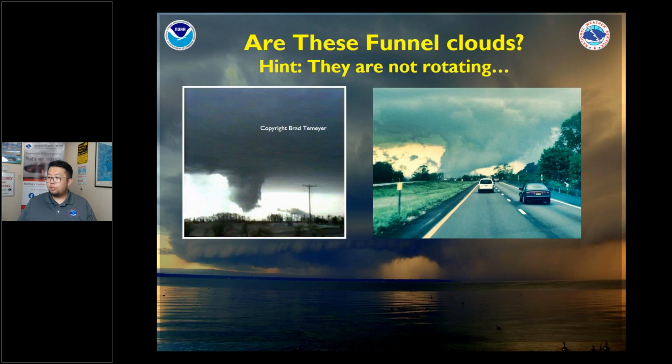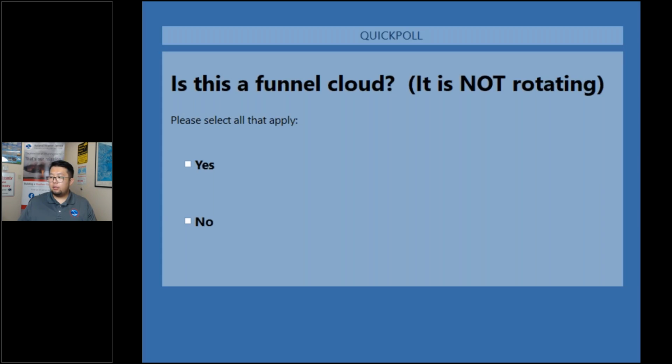I'm going to bring up the question in a few seconds, and then you will answer. Again, are the things pictured in these photos funnel clouds? And here's a big hint. They are not rotating. So I will launch the poll question. Go ahead and vote. Is this a funnel cloud, yes or no? We'll give it a couple more seconds.